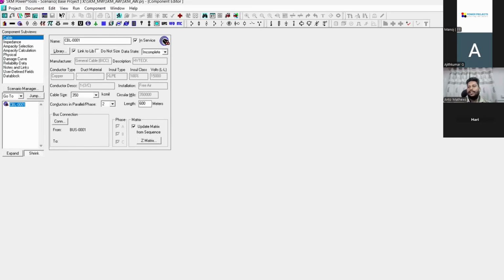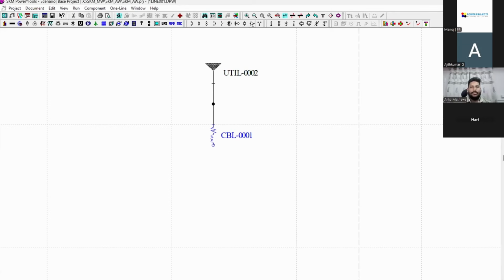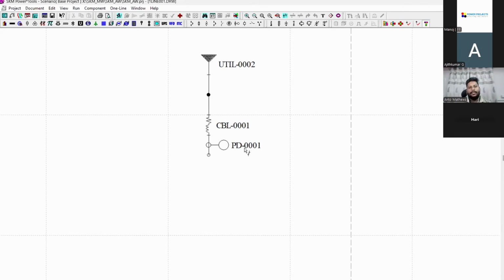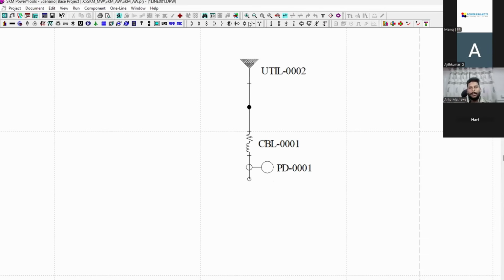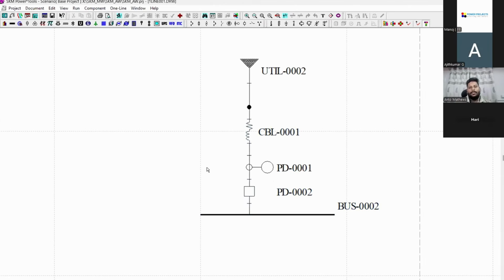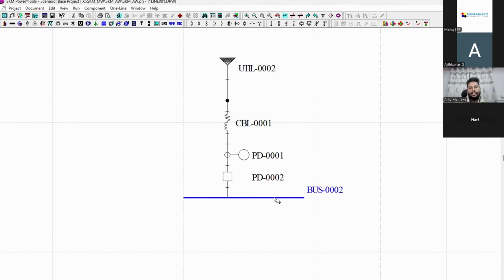Next we have to model a protective device, which I am considering as a relay with the CT. After the relay and CT, we have to model a breaker. There will be a breaker available in the system. After the breaker, we have an 11 kV bus, right? Which we can connect here. The cable data is done, but the protective device and the bus data are not done yet.